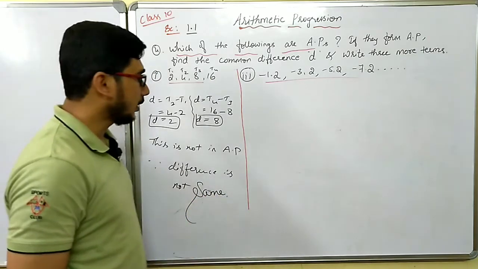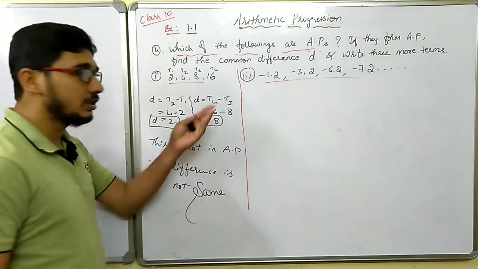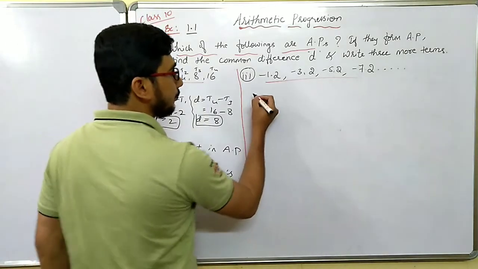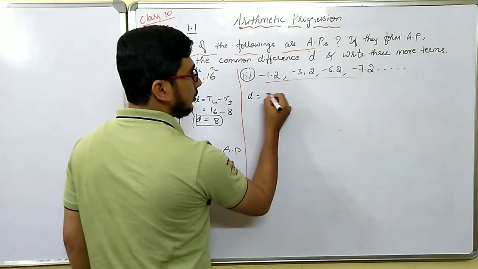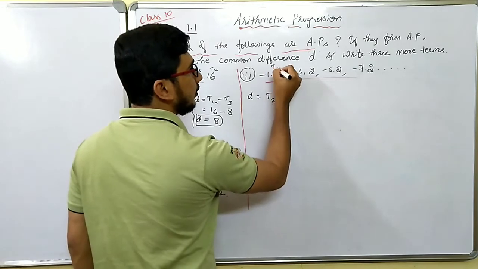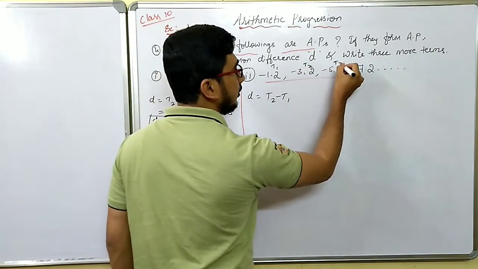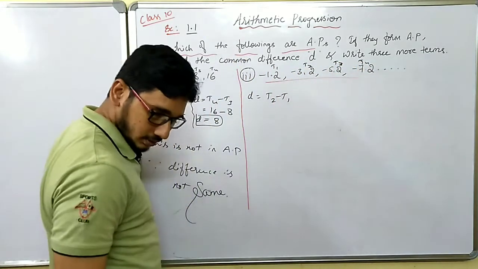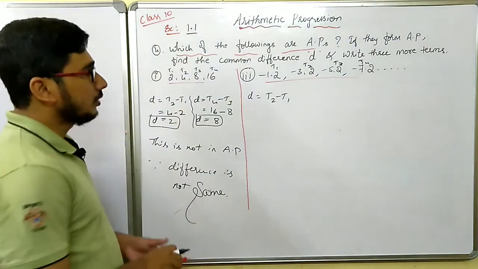Difference is not the same, so this is not in AP. So let us go for question number 3. D is equal to T2 minus T1. T1, T2, T3, T4. Okay, so I'll take another pen.